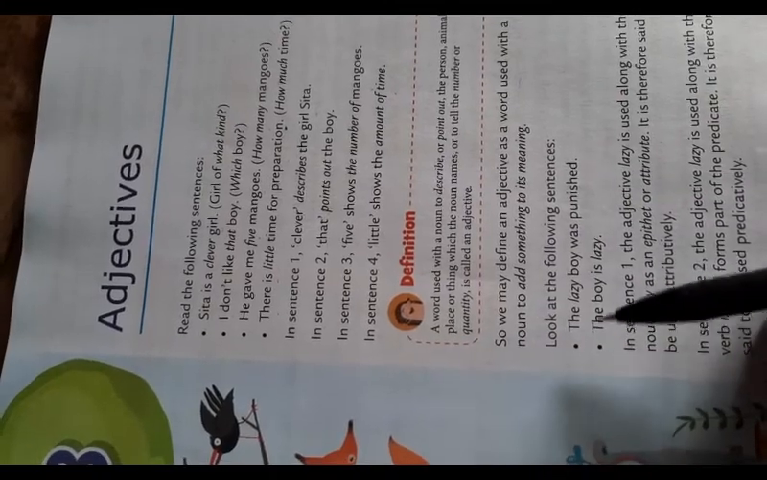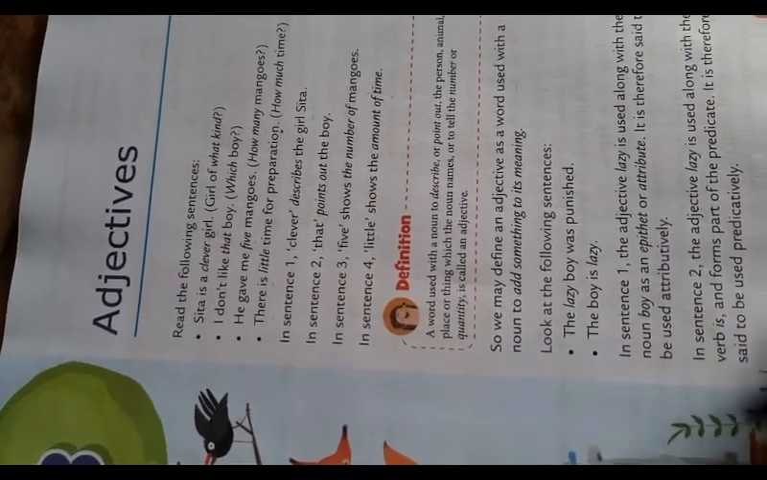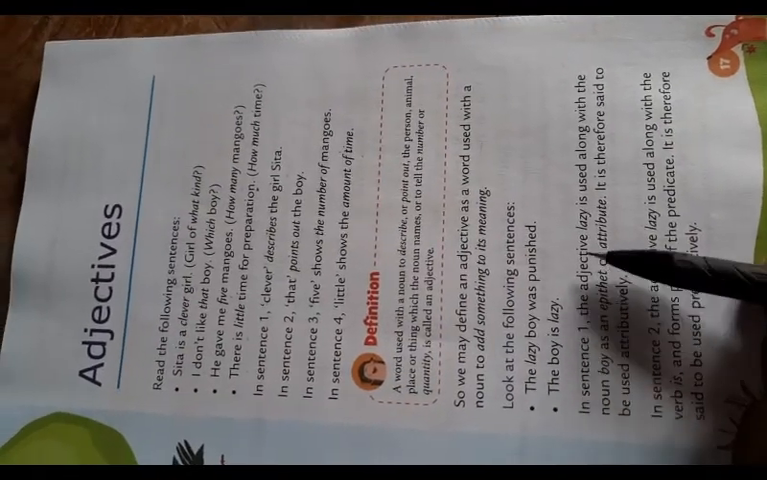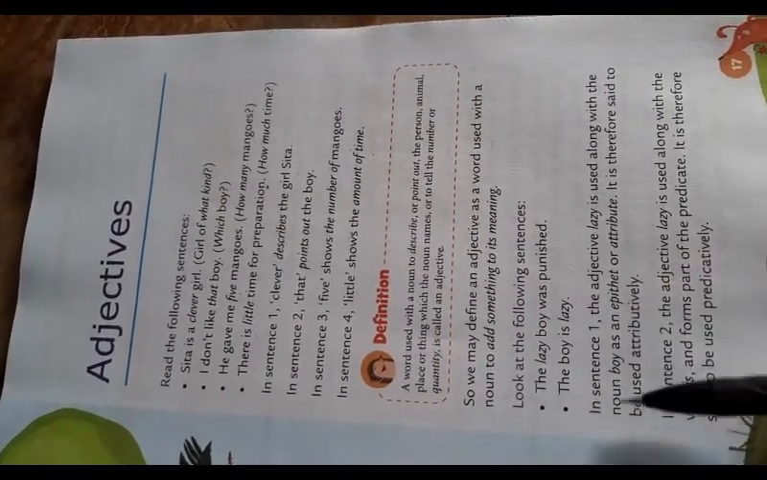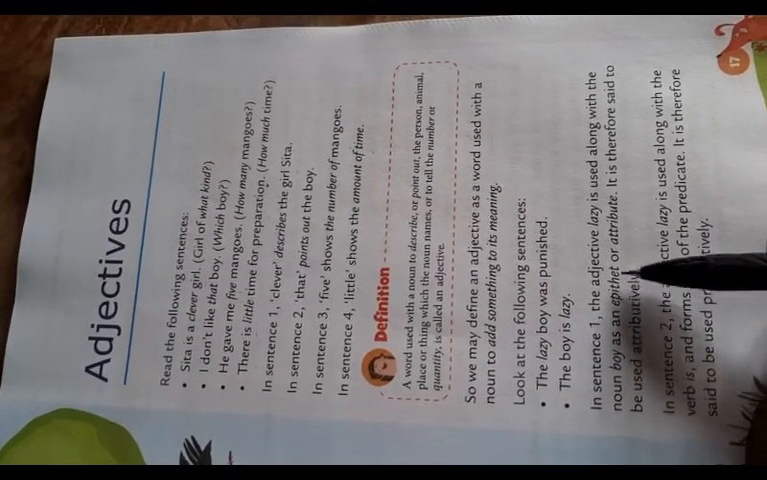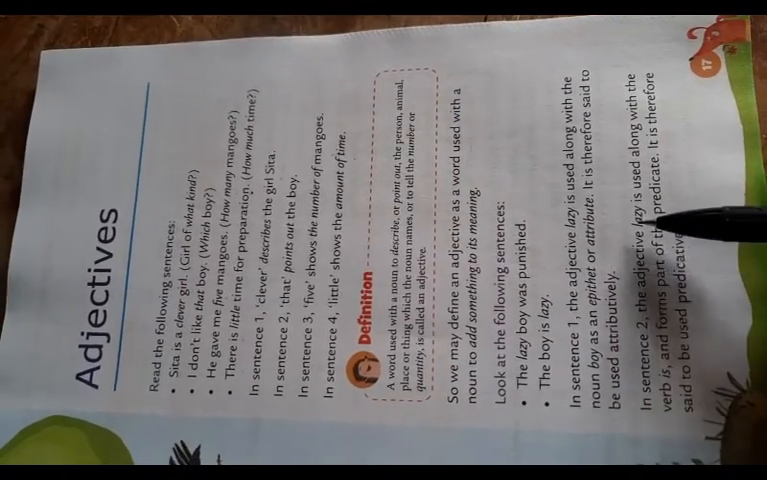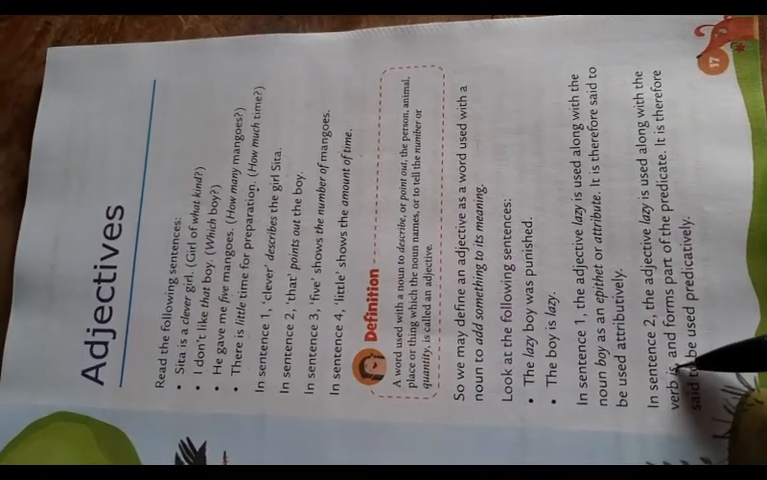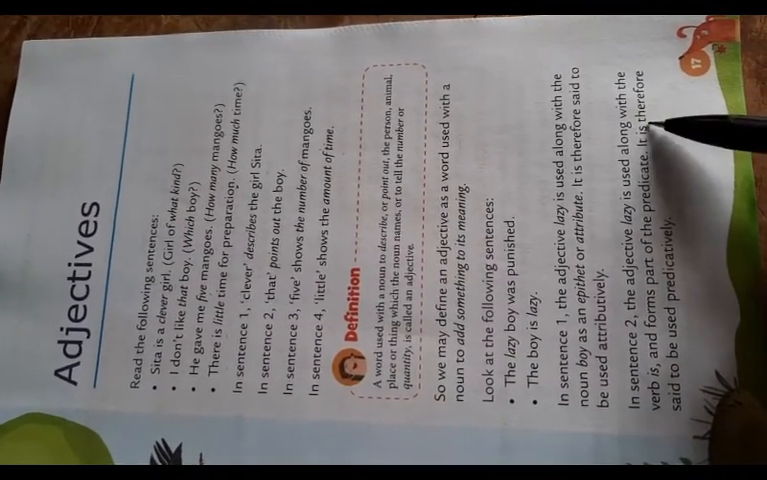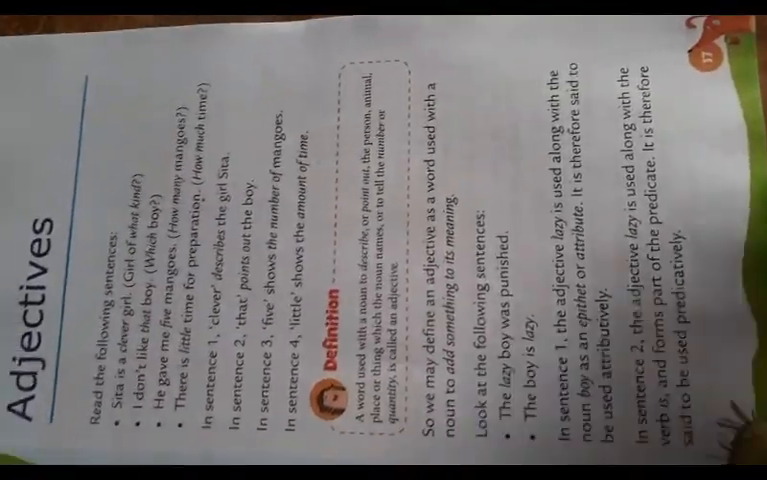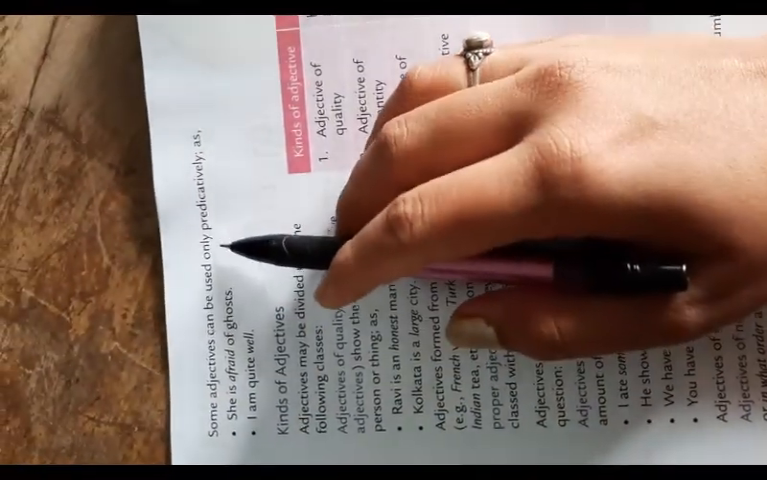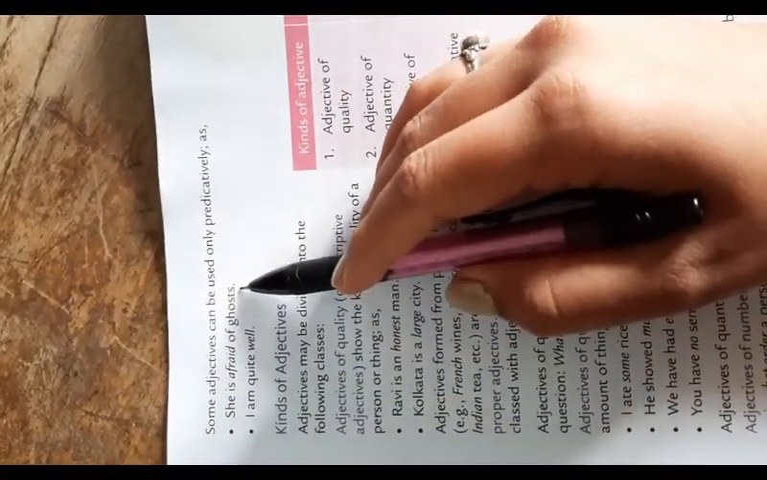Look at the following sentences. The lazy boy was punished. The boy is lazy. In sentence 1, the adjective lazy is used along with the noun boy as an epithet or attribute. It is therefore said to be used attributively. In sentence 2, the adjective lazy is used along with the verb is and forms part of the predicate. It is therefore said to be used predicatively. Now, some adjectives can be used only predicatively, as: she is afraid of ghosts; I am quite well.